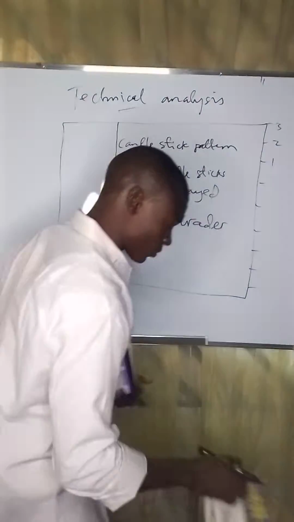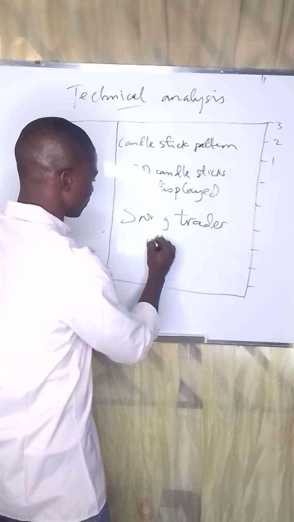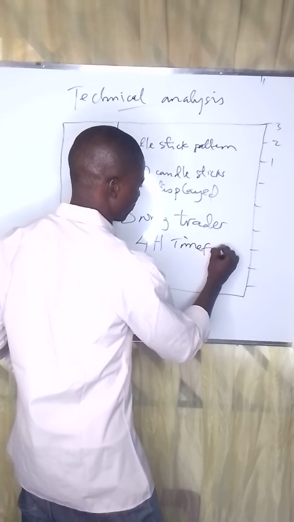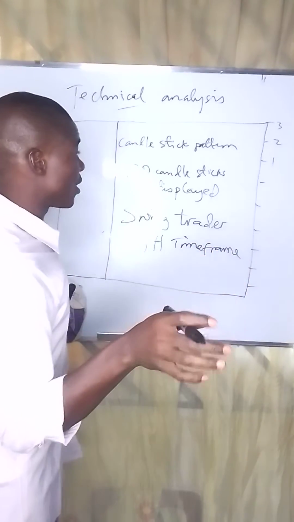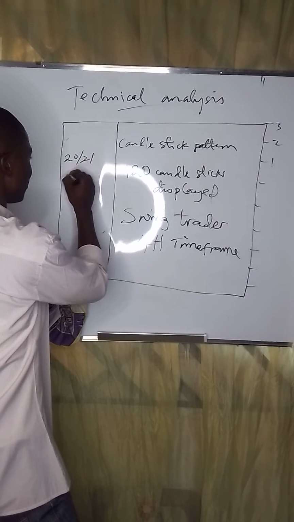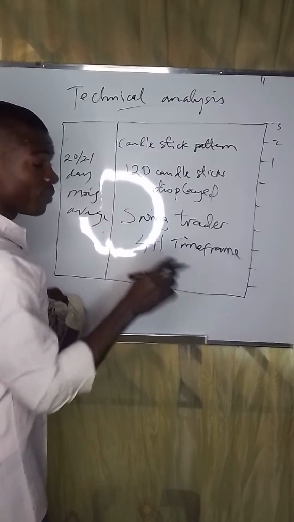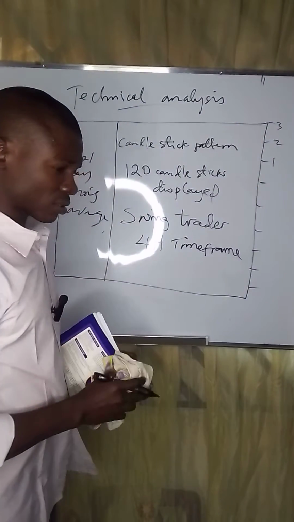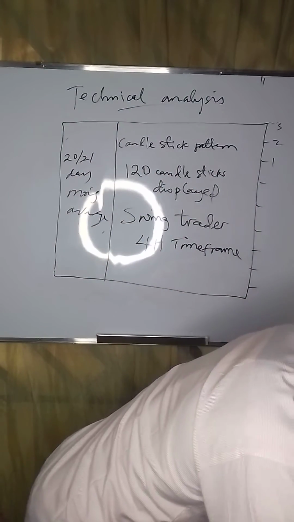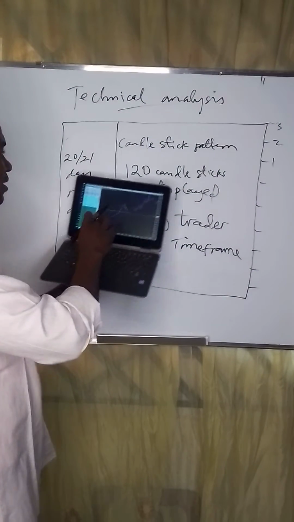So for this kind of analysis, swing trading, we use the 4-hour time frame. Personally, I use the 4-hour time frame. Here you get to understand why we are using the 21 day moving average. Yes. Because if you look at the monthly chart, it simply tells you that in a month, this is what is going to be.